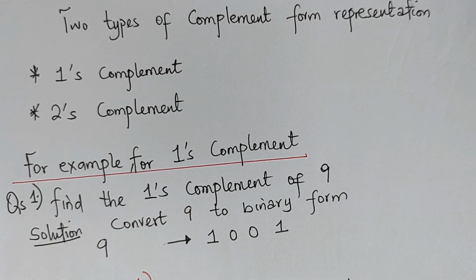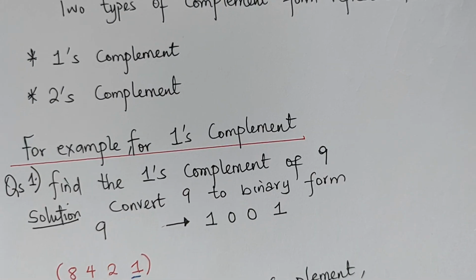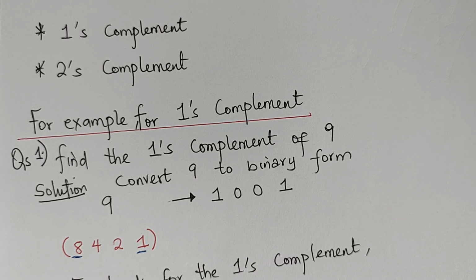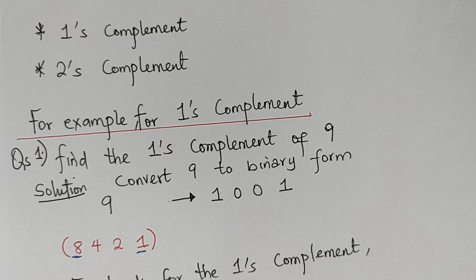All we need to do is first convert 9 to binary form. I have a short way to do that. All you need to do is spread out the place values of a binary, that is 2 raised to power 0, 2 raised to power 1, 2 raised to power 2, and 2 raised to power 3. With that, we're going to have 8, 4, 2, 1.